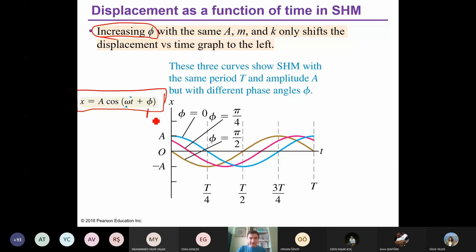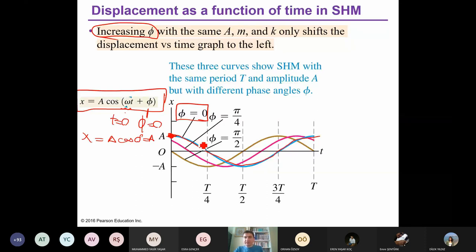If the phi angle is zero, then let's consider time is zero, phi is zero. This will also be zero. Then I will have A cosine zero. Then it is equal to A, okay? I will have this amplitude, this condition for the displacement. Then I have this blue curve as a function of time. With time, the X condition changes.